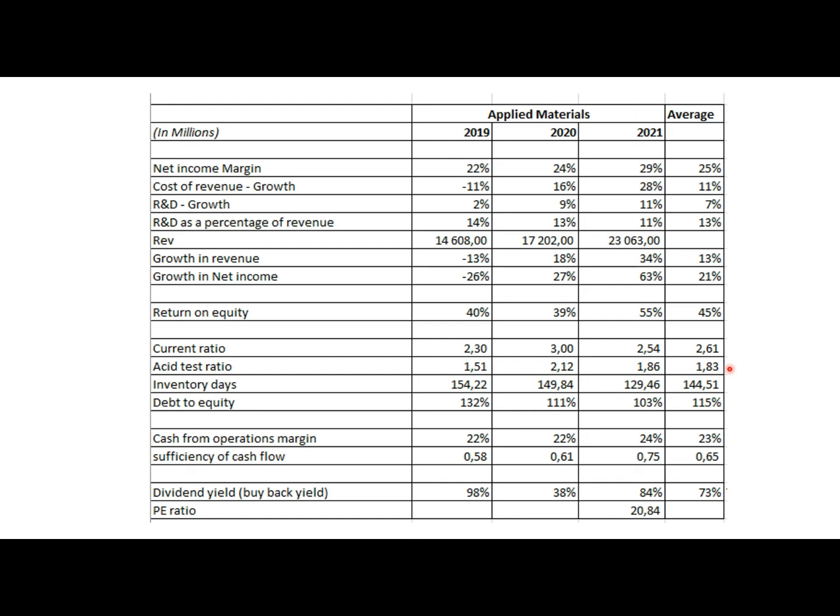Inventory days have overperformed the industry average. On average, the industry inventory days are just over 160 days. AM's average inventory days are 144 days. So it does not hold inventory for longer than the industry average. This is very good. Good asset management, and it just supports the stable and strong liquidity position highlighted by the asset test ratio and the current ratio. So very good, very good. No liquidity risk from my point of view. The balance sheet is liquid enough. I like a liquid balance sheet.